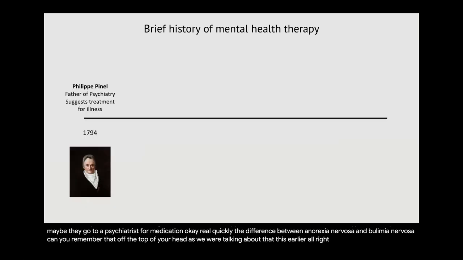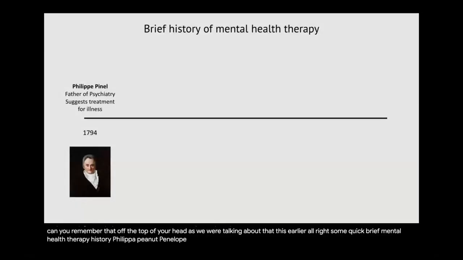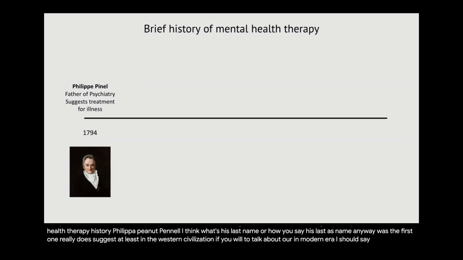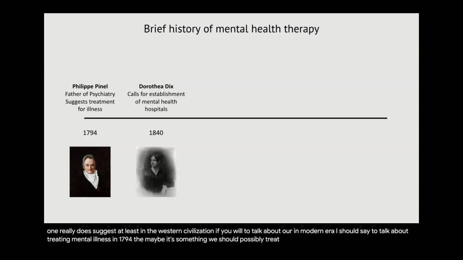All right. Some quick, brief mental health therapy history. Philippe Pinel, I think was his last name, was the first one really to suggest, at least in Western civilization, in the modern era, I should say, to talk about treating mental illness in 1794. That maybe it's something we should possibly treat. Okay.